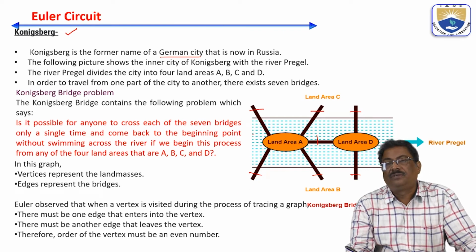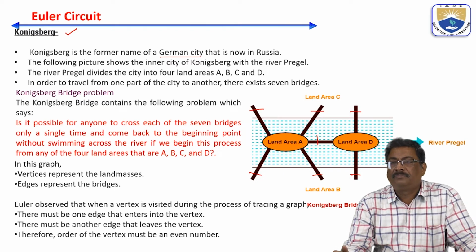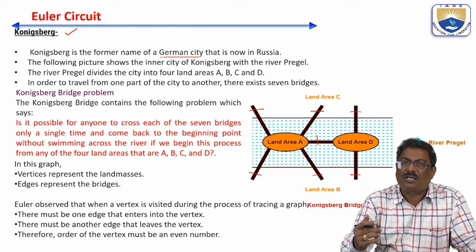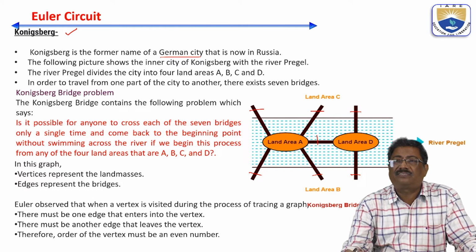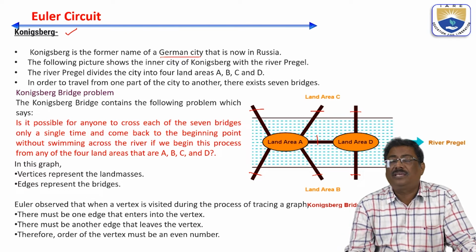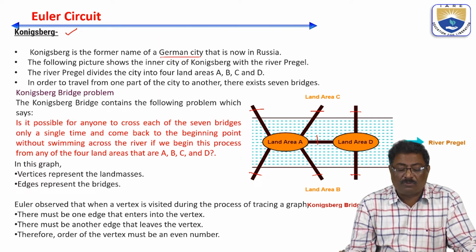the bridge only once and go to another landmark, and from there you have to cross another bridge. So you have to cross each bridge only once and you have to return to the same point. Whether it is possible or not. Is it possible or not?